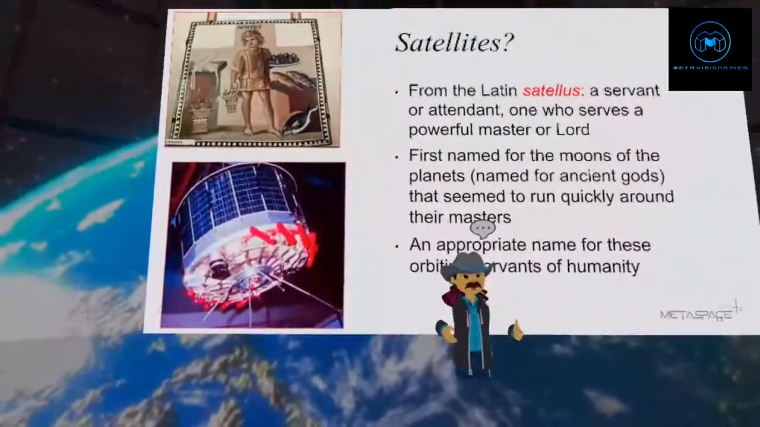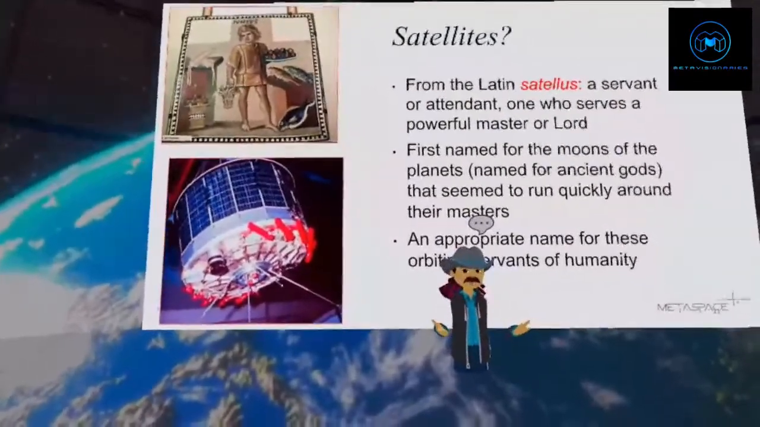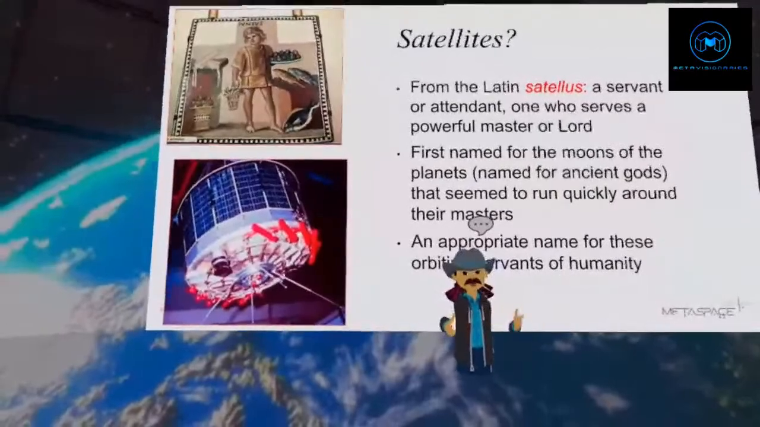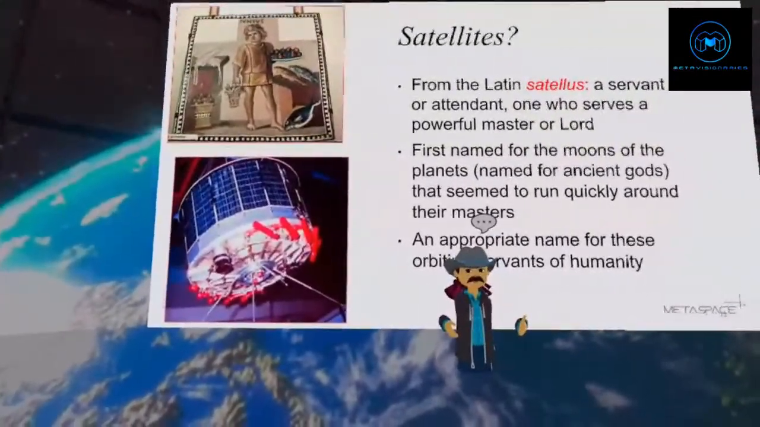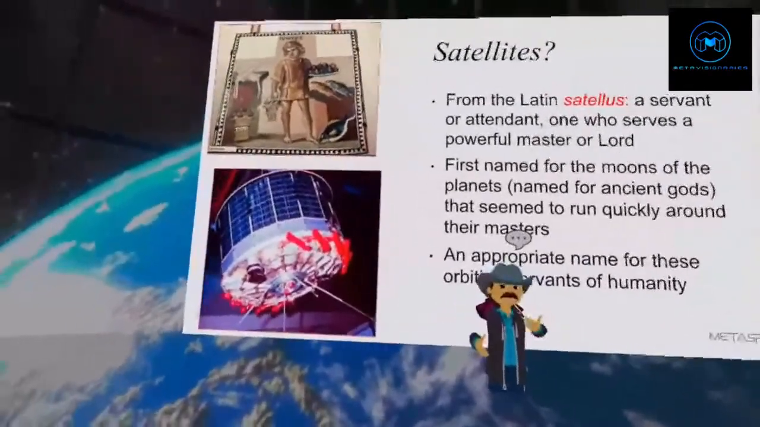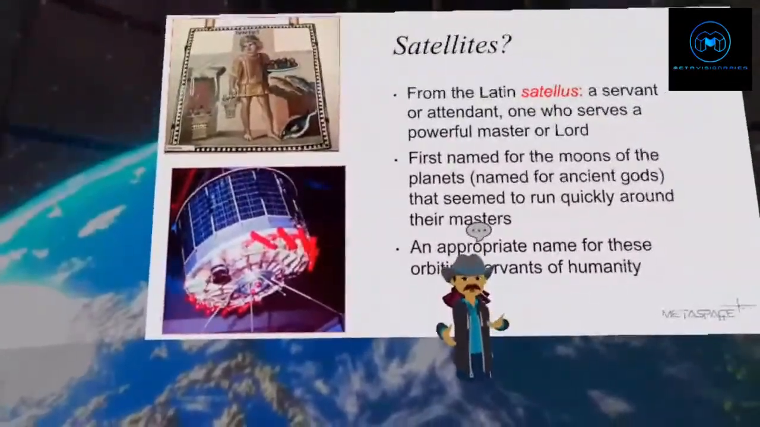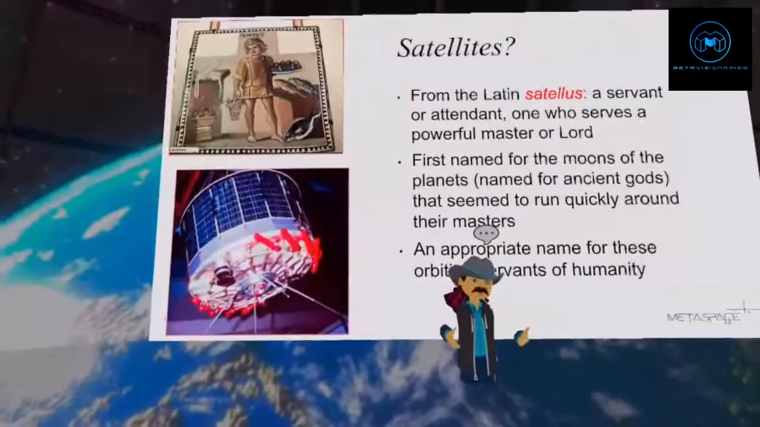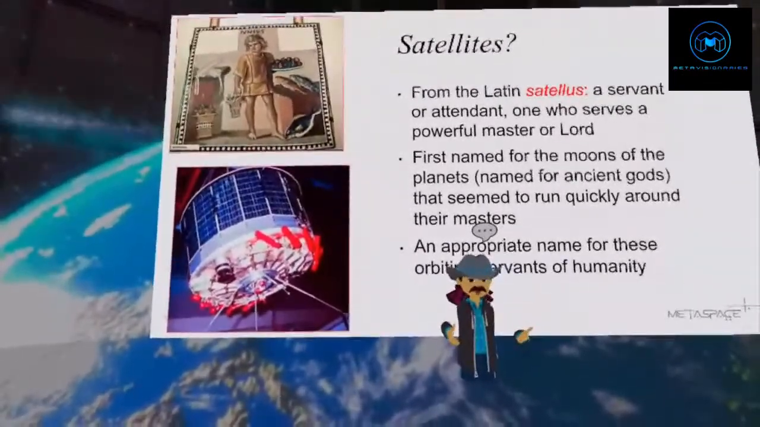And we use this term a lot, satellites. What do we really mean when we say this word? And it's a fascinating story. The original term satellites is the plural of the ancient Latin satellus. And a satellus was a servant or an attendant, often a slave, who served some powerful master or lord.